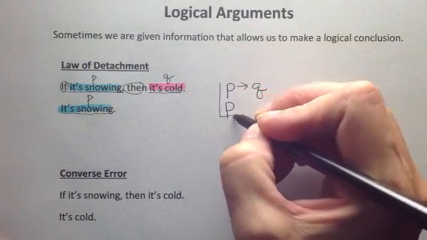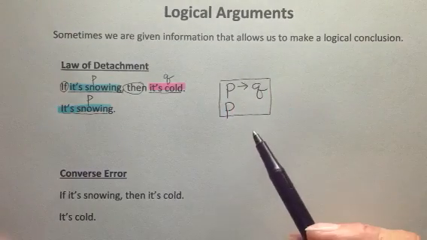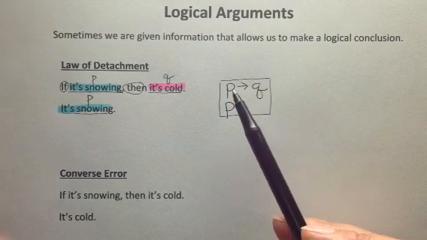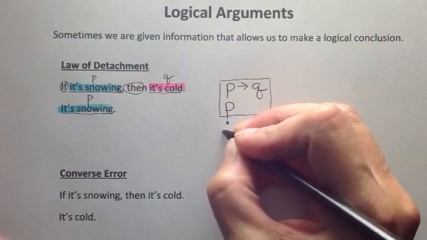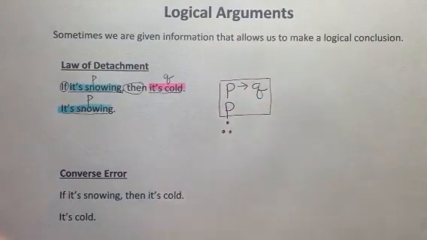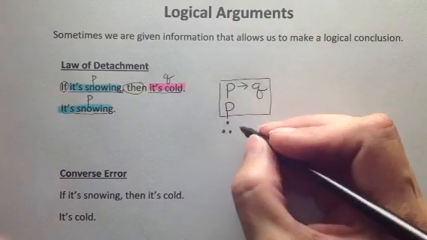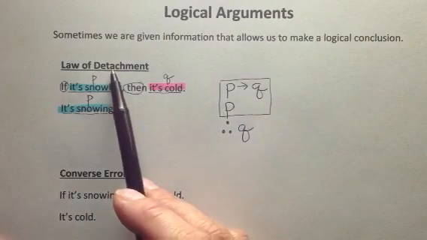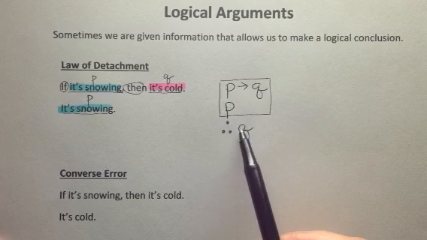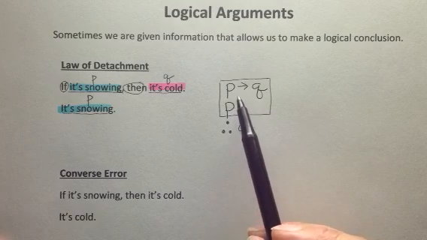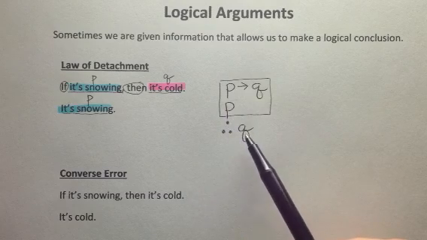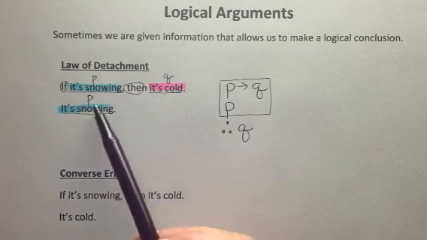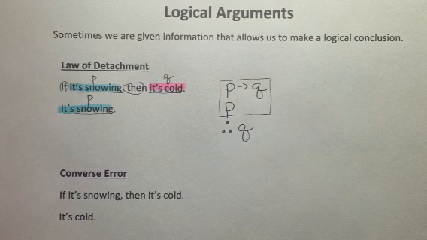What we have here is called the Law of Detachment, and there is a valid conclusion. If we were given these two statements, we could make a conclusion. Remember, the three dots mean therefore, or in conclusion, Q. It's called the Law of Detachment because we've broken up our P and Q. If we have a conditional statement and we know the hypothesis is true, the conclusion must follow.